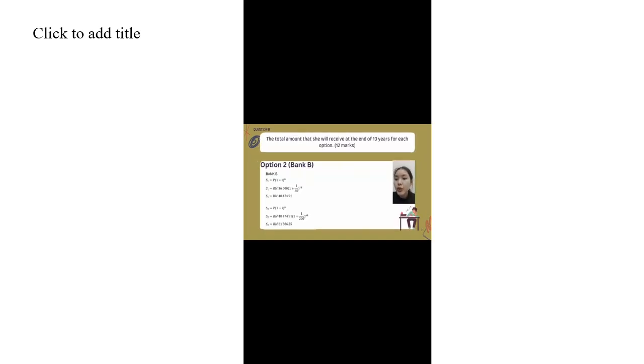Bank B, we're going to use the same formula as the question we did before, which is S equal to P bracket 1 plus I bracket to the power of N. So for the first 6 years for Bank B, S equal to 36,000 ringgit in bracket 1 plus 1 over 60 in bracket to the power of 18. So for the first 6 years it is equal to 48,474 ringgit and 91 cents.